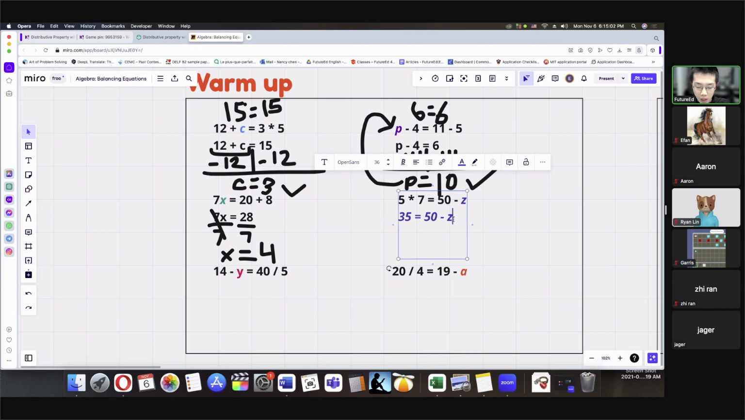So in this case, remember, we want to isolate for z, okay? And right now we see a 50 minus z. So what number is next to the z, Jagger? It's 35.